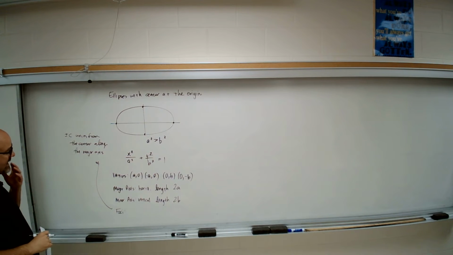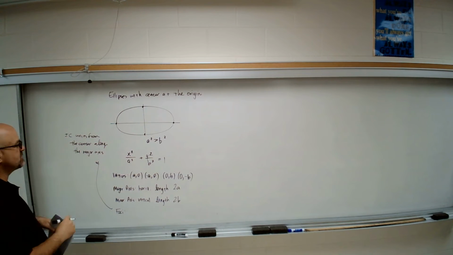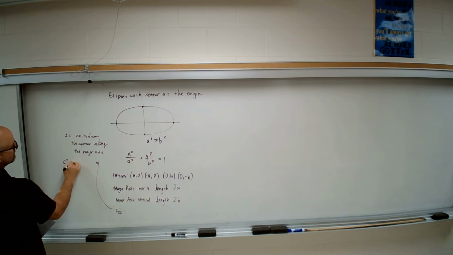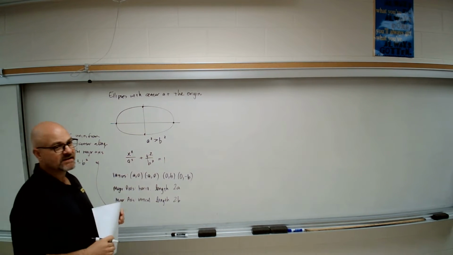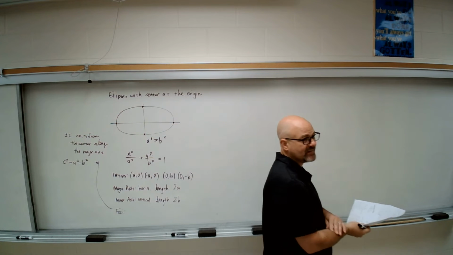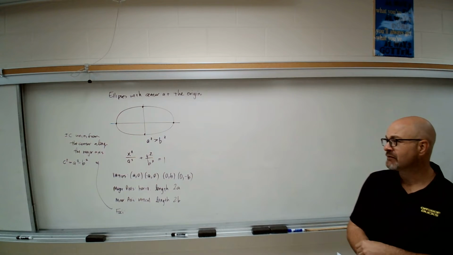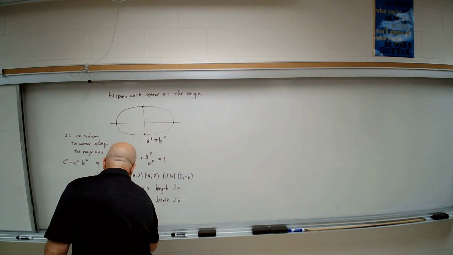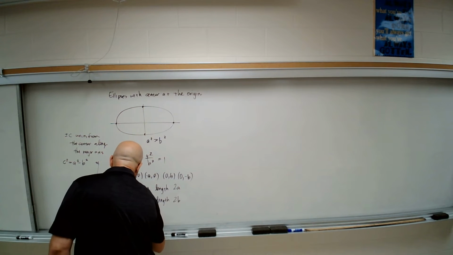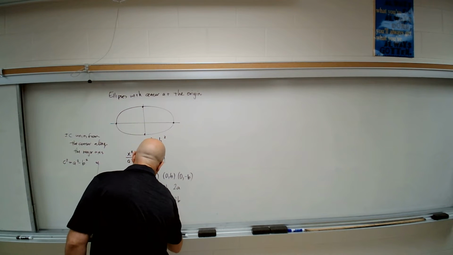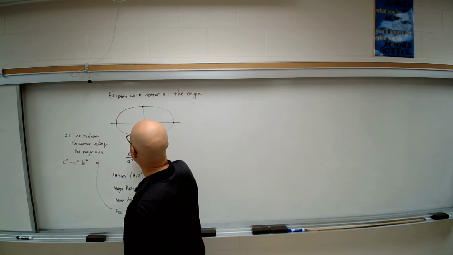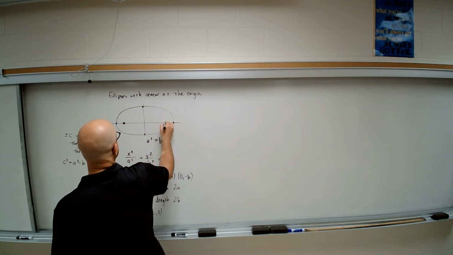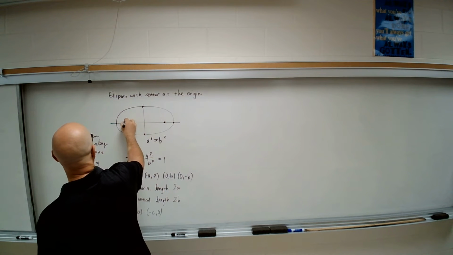Okay, so in this case, because a squared is bigger, to find c, we're going to do c squared is equal to a squared minus b squared. So what you'll do is you'll find the difference of those two denominators every time, and that will give you c squared. So in this case, the foci will be (c, 0) and (negative c, 0). And they're going to be on the major axis inside of the vertices.